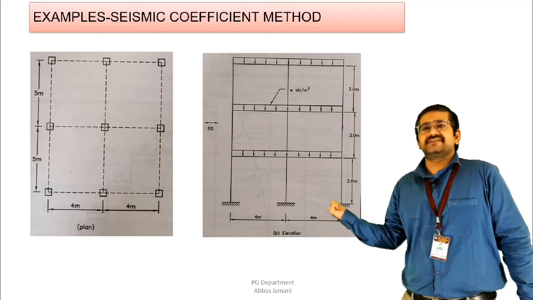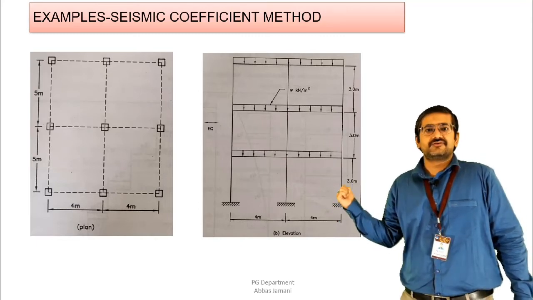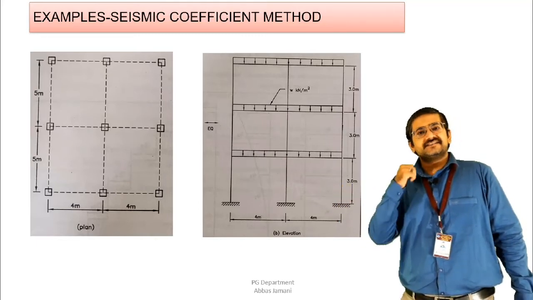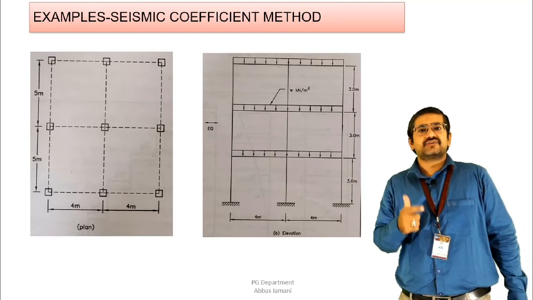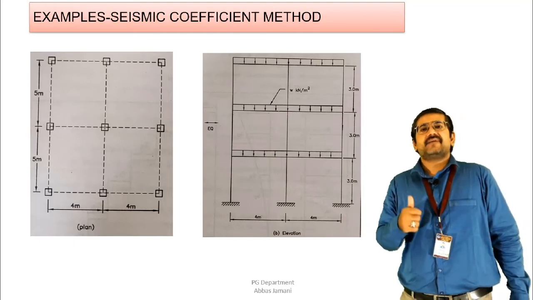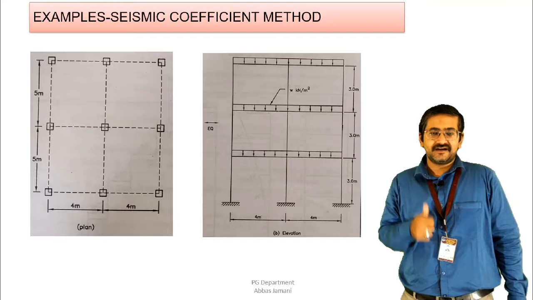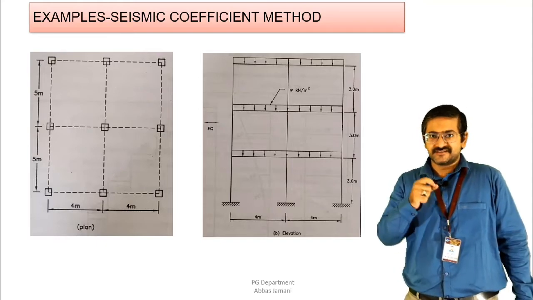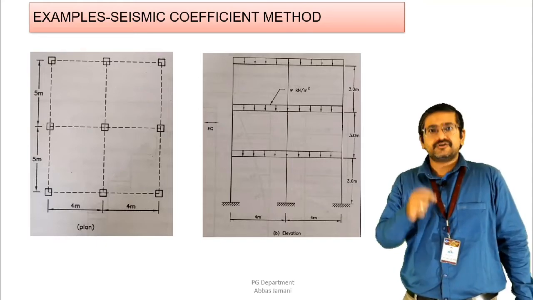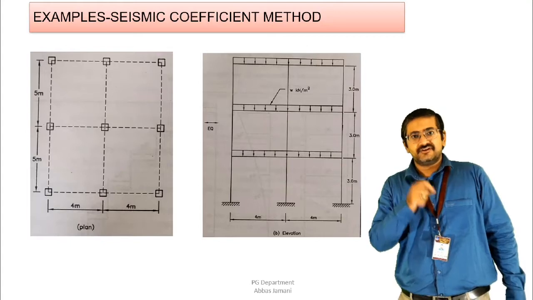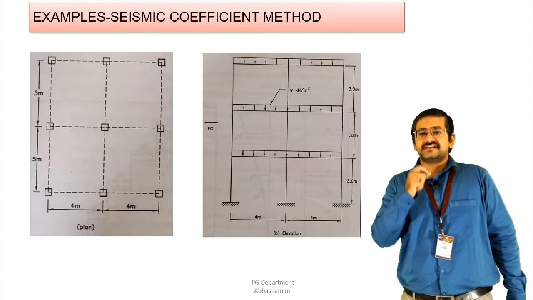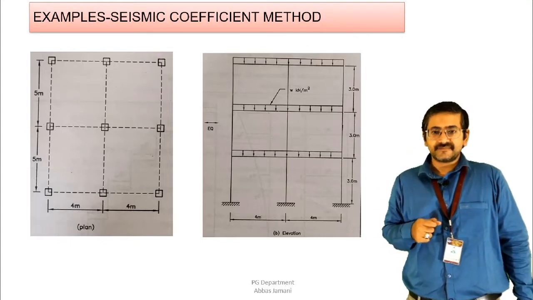However, here specifically the direction is shown, so we are going to do the calculation accordingly. If the direction is not shown, then you need to calculate in both the directions and apply the load accordingly, right? I hope this is clear to you, because it is important from the exam point of view and in real practice also, that you need to calculate the earthquake forces in both the directions, right?